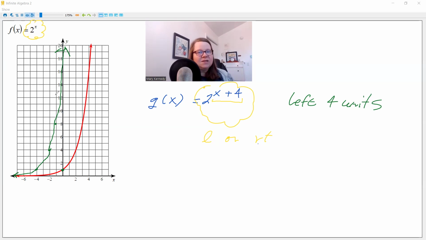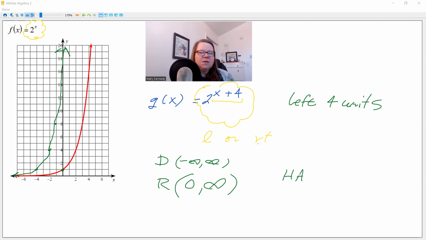It is a translation, and translations are simply sliding it around. And it only goes left 4 units. It doesn't go up, down, or right. It just goes left 4. So the domain is still all real numbers, negative and positive infinity. The range is still from 0, approaching 0, to infinity. So we'll say that it approaches 0. And then the horizontal asymptote is still that y is equal to 0.